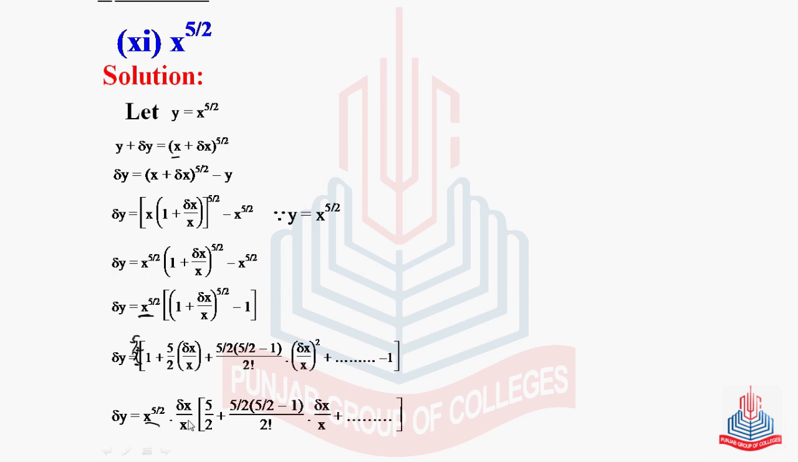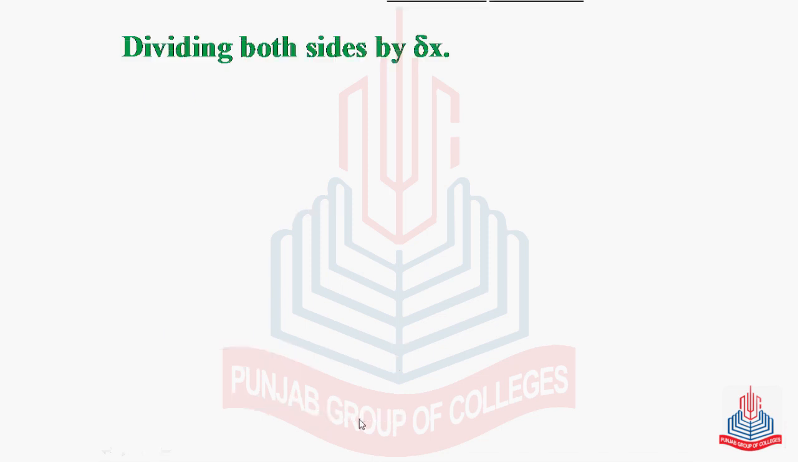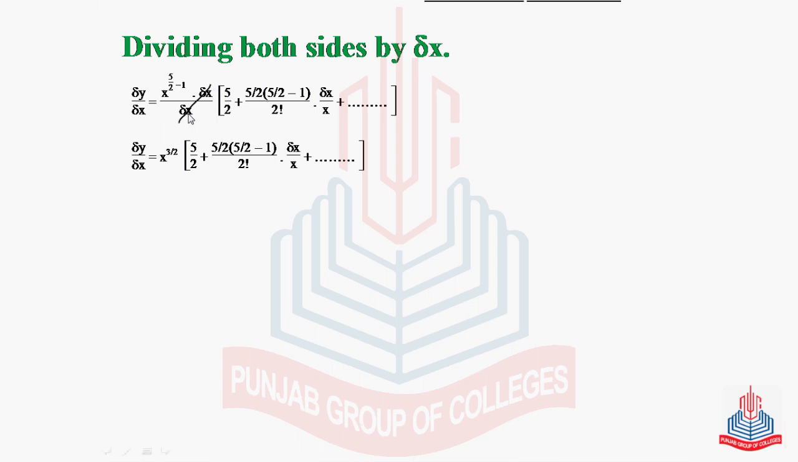And delta x over x as a common factor, and we have only 5 by 2. After cancellation of this 1 and minus 1, we have 5 by 2 plus, this will become a common factor, 5 by 2 into 5 by 2 minus 1 over 2 factorial, delta x over x, and so on. Dividing both sides by delta x, this will be cancelled out. Delta y by delta x will become x raised to the power 3 by 2. After simplification, this 5 by 2 minus 1 by taking an LCM, and this bracket portion will remain the same.